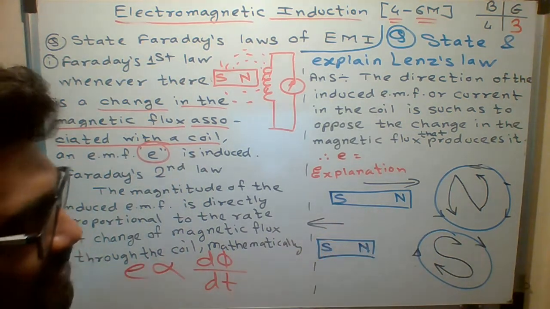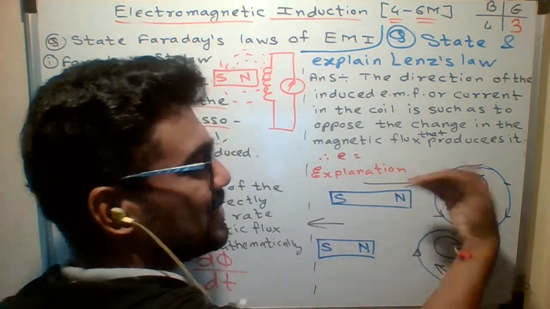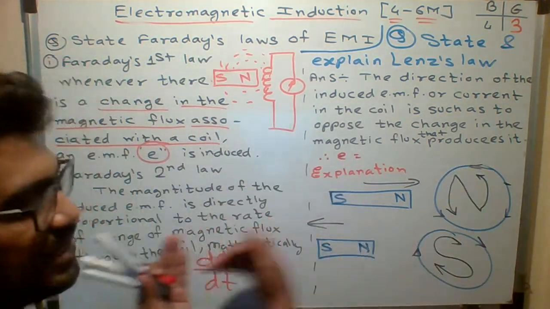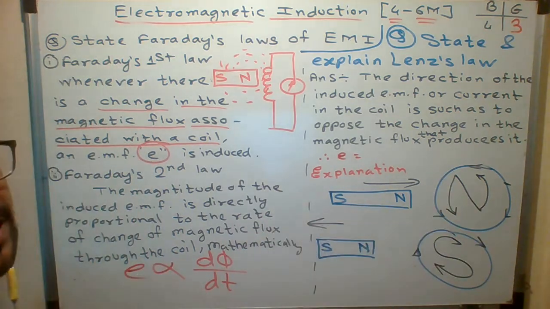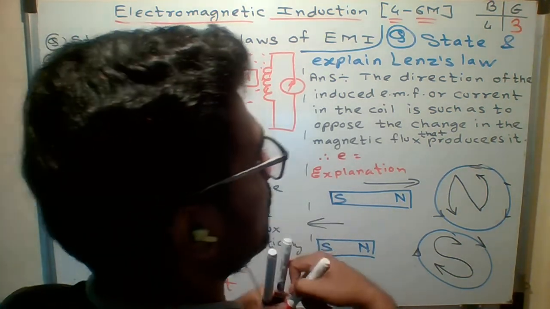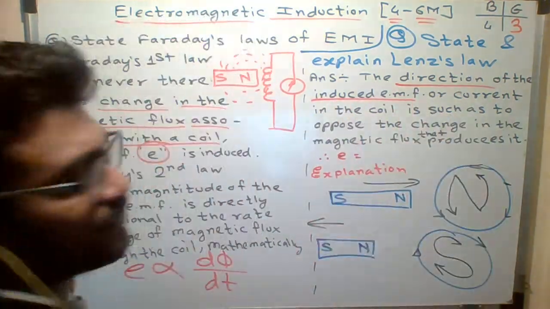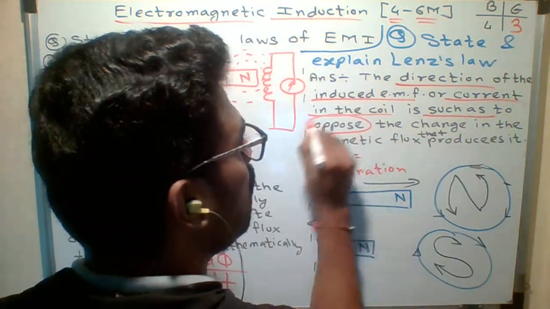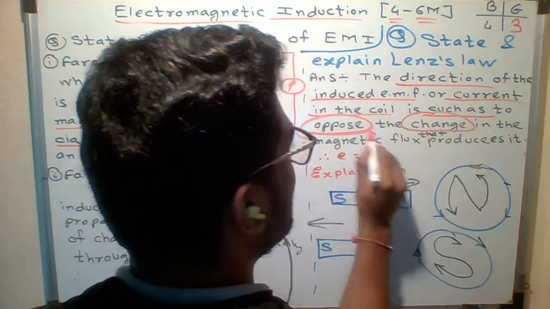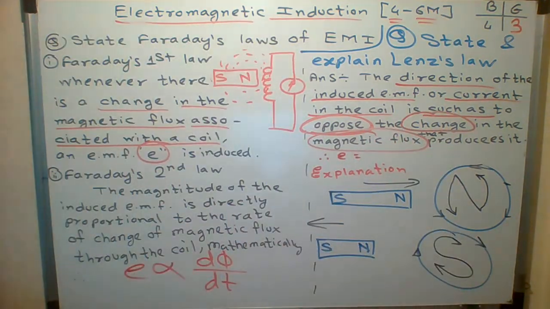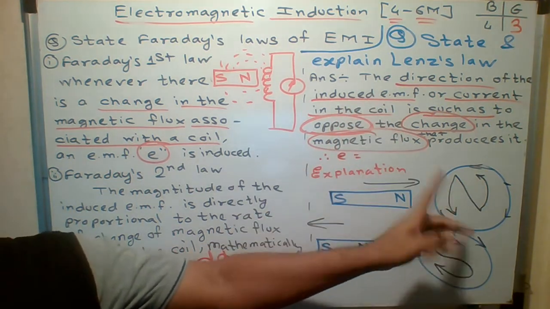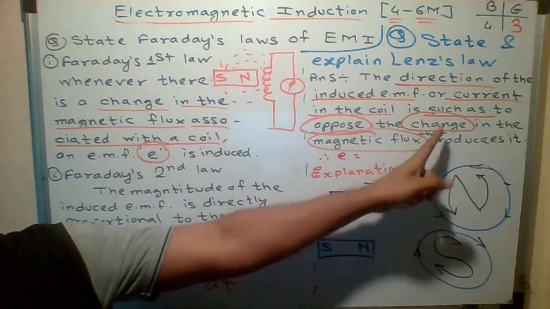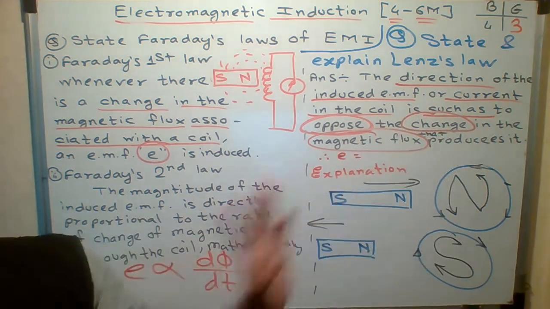So what does Lenz's law state? You can see when the motion is like this, the current will be like this. It opposes. When the motion is away, it opposes, meaning the opposite direction. Lenz's law states that the direction of the induced EMF or current in the coil is such as to oppose the change in the magnetic flux. Remember this point.